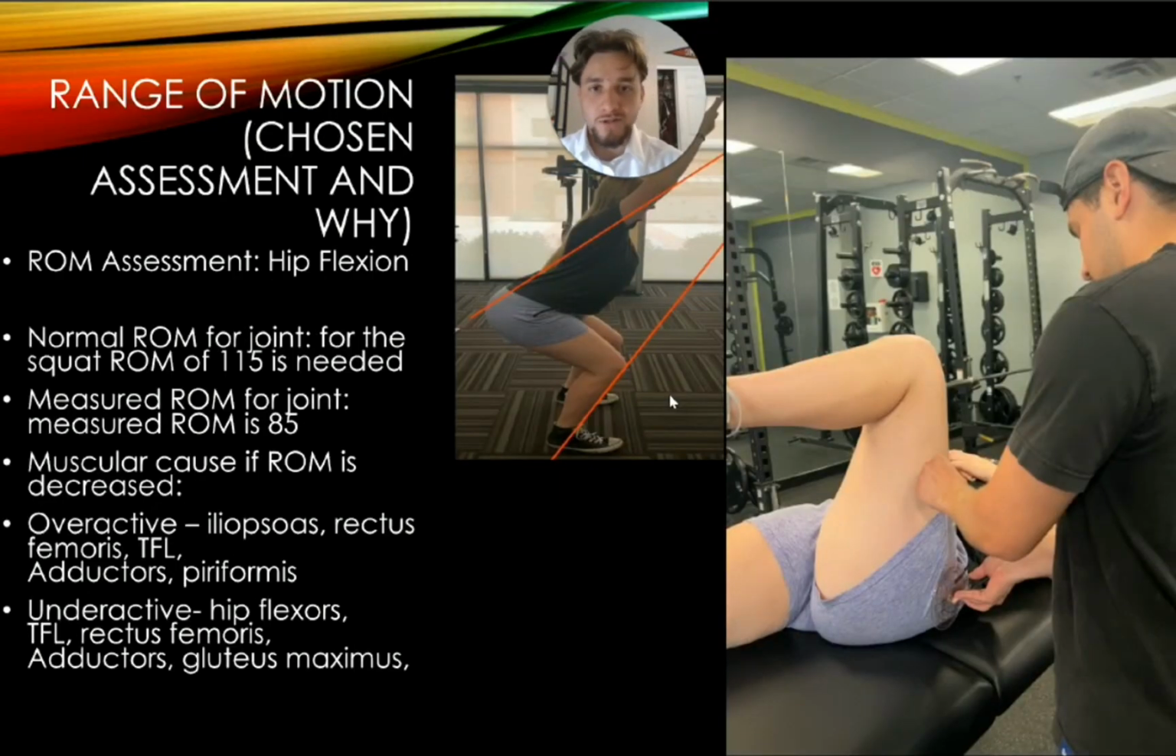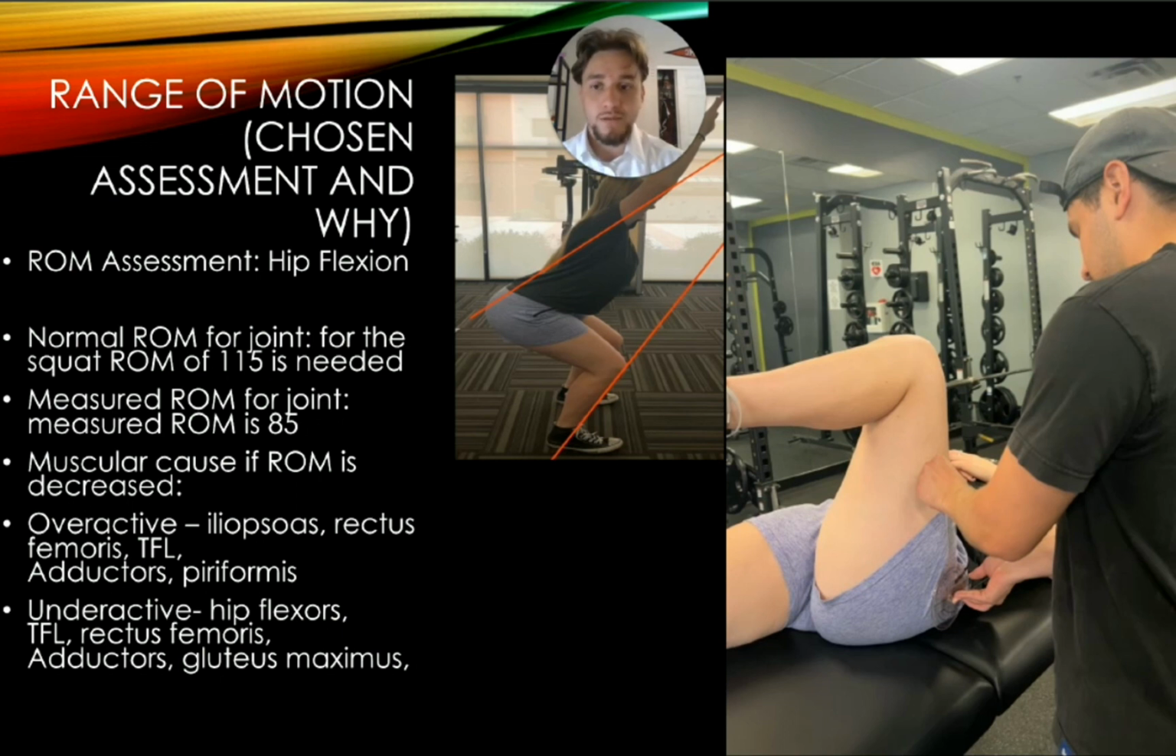So during Kyndal's overhead squat assessment, we noticed that she wasn't getting good enough depth. So we decided to assess her range of motion, specifically in hip flexion. We laid her down on the table, used a goniometer, and performed the test. We found during this test that Kyndal's range of motion was about 85 degrees, whereas a normal hip flexion range of motion would be about 115 degrees.